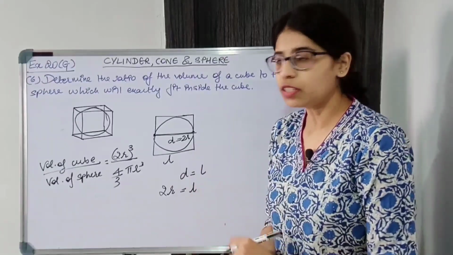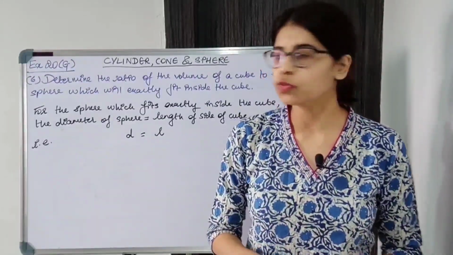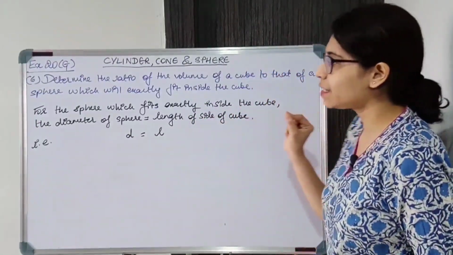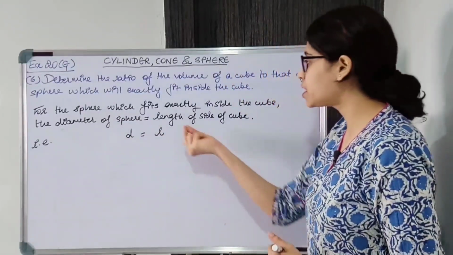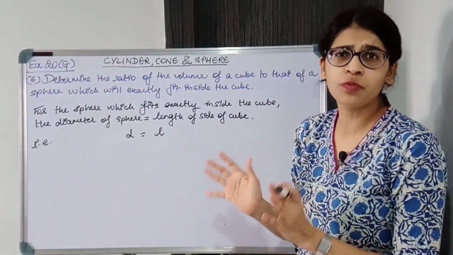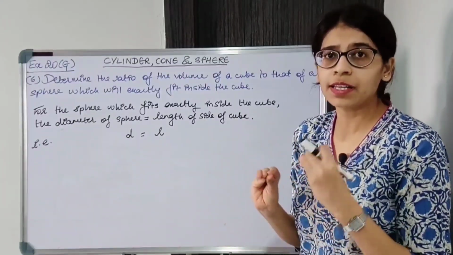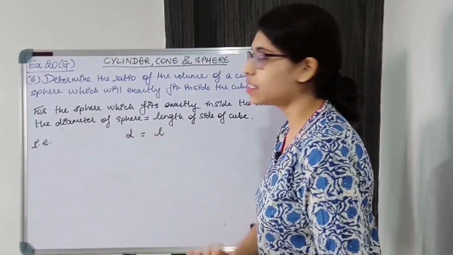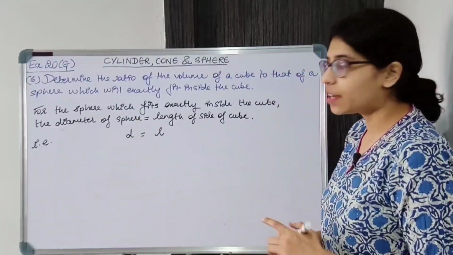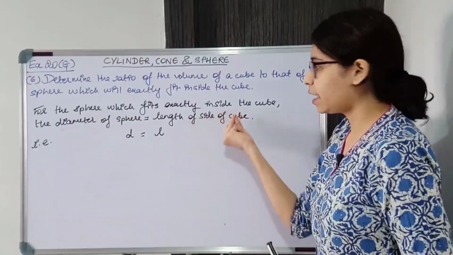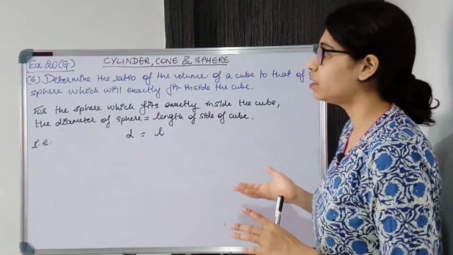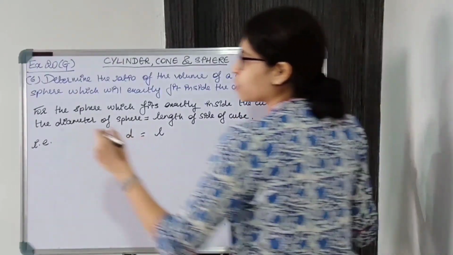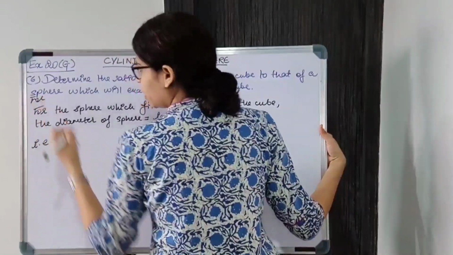So now let us write down the given. I have written down the statement that we are supposed to write. For the sphere which fits exactly inside the cube, the diameter of the sphere is equal to the length of the side of the cube. For a cube we know all sides are equal. So L is the length of the cube and D is the diameter. Also you can write the statement that let L be the side of the cube and let D and R be the diameter and radius of the sphere respectively. So I'm just writing down that initial statement.